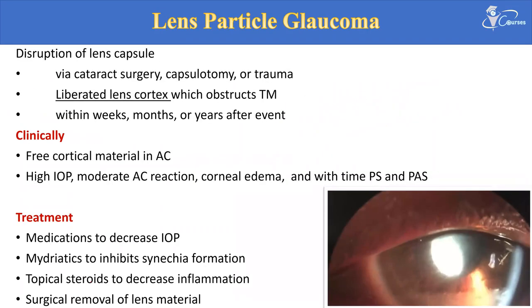Okay, the second one, lens particle glaucoma. Again, we have an open angle glaucoma caused by a lens. In this case, there is disruption of the lens capsule, like if you did cataract surgery, or capsulotomy, or there is trauma, anything that opened the lens capsule, resulting in liberated lens cortex. This lens cortex will obstruct the trabecular meshwork. It can occur within weeks, months, or years after the event.